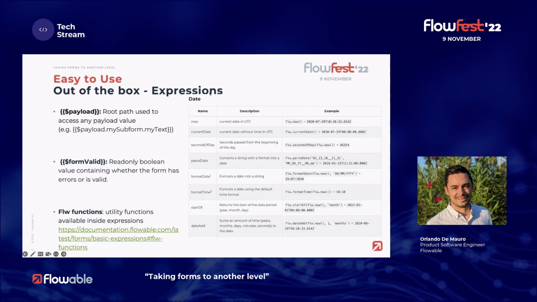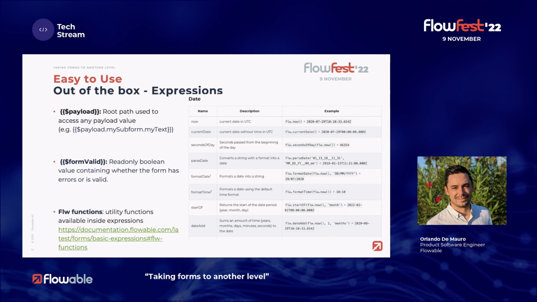But of course, other than letting the developer define their own expressions, we also have out-of-the-box expressions. They help a lot while implementing or configuring a form. Here we have a few examples. We have the payload expression, which contains the value of the root path used for the payload. And then we have the form valid, that is a Boolean value that can be used to check if the form is valid or not.